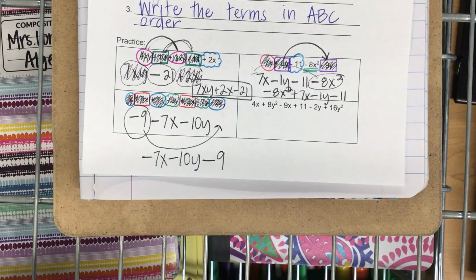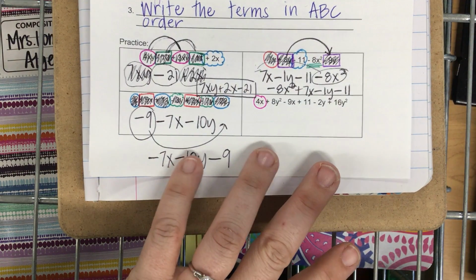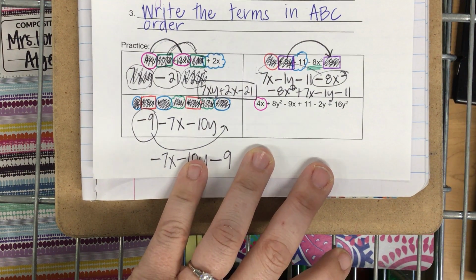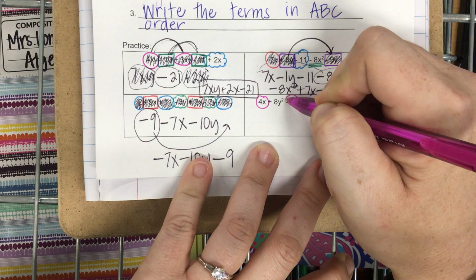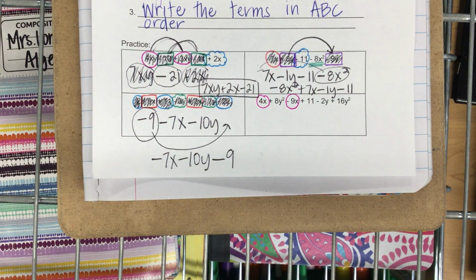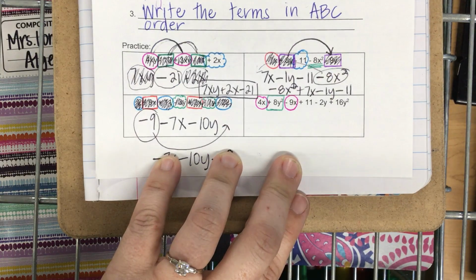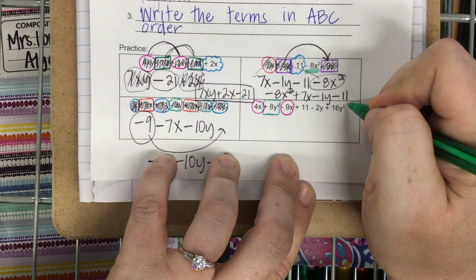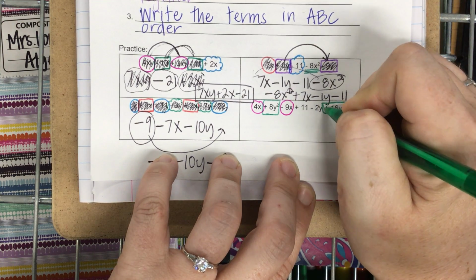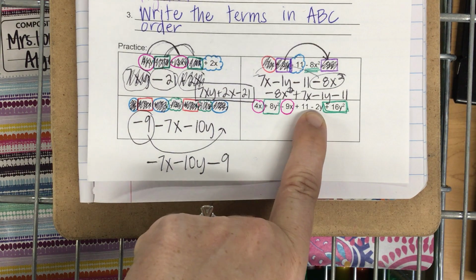Last one. 4x. Is there a like term with 4x? Negative 9x. Plus 8y and plus 16y squared. Yes? I forgot my y. Does this negative 2y go with it?